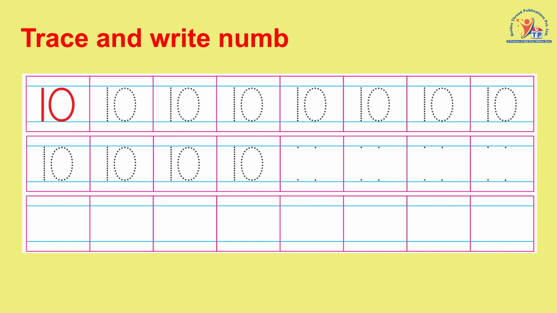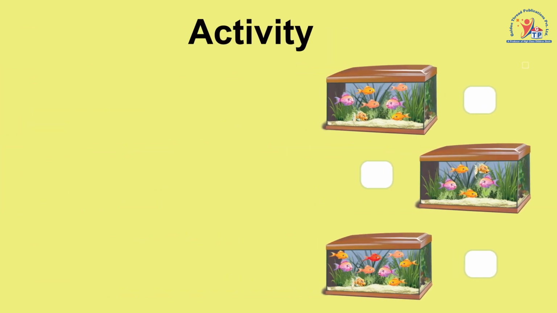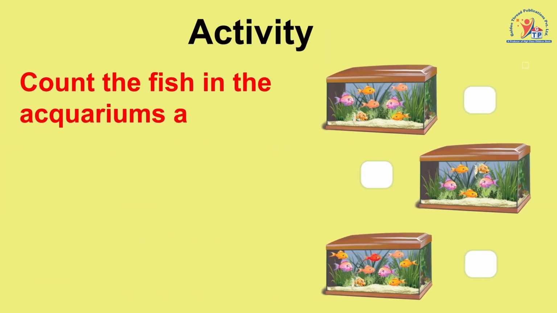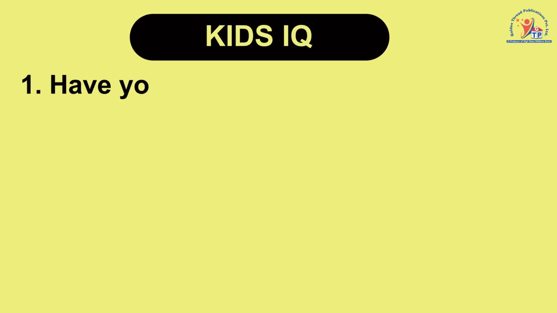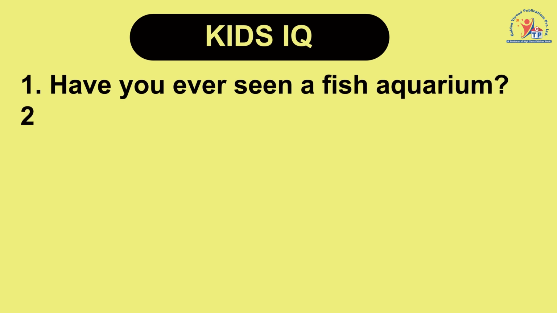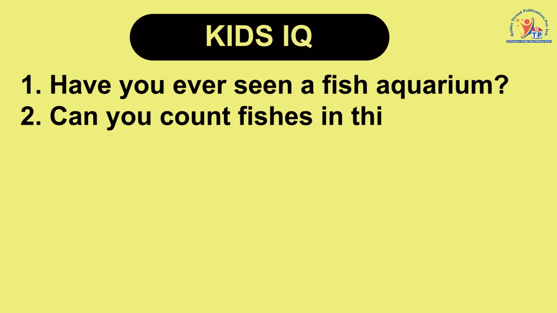Trace and write the number 10. Activity: count the fish in the aquarium and write in the box. Kids IQ 1. Have you ever seen a fish aquarium? 2. Can you count fishes in this fish aquarium?